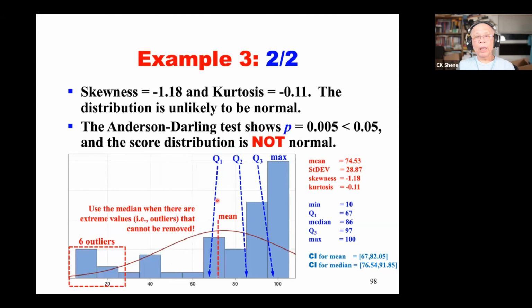Now, look at the distribution. Skewness, negative 1.18, quite large. The kurtosis is not very large. However, the Anderson-Darling test shows P equals 0.005, very, very small. Therefore, we have strong evidence showing that this score distribution is not normal. Notice here we have 6 outliers. You could try removing the 6 outliers to see what you will get. A good exercise.